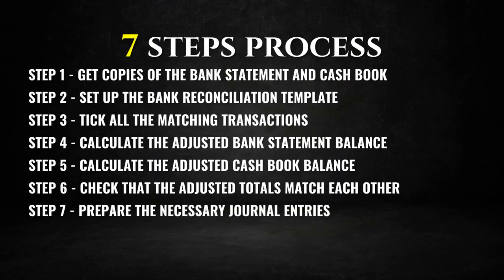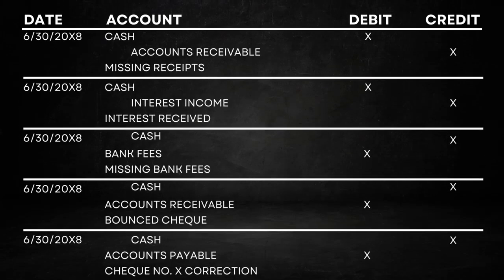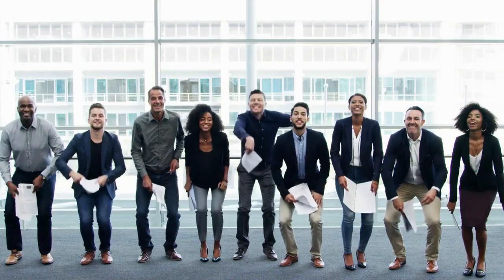Step 7. Prepare the necessary journal entries. The final piece of the puzzle. Once we've completed the previous steps and ensured that the bank statement and cash book are in harmony, we need to update the general ledger with the necessary journal entries. These entries will correct the cash book balance for the current period, so we won't face the same adjustments in the future. And we did it!